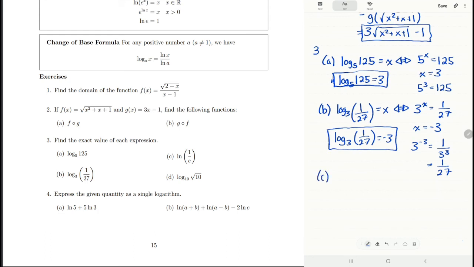Now for part C, we have the natural logarithm of 1 over e. So let's call this x and write it in the equivalent form. So we have e to what power of x gives me 1 divided by e. Well, if x is equal to negative 1, then e to the negative 1 is 1 over e. So the natural log of 1 over e is equal to negative 1.